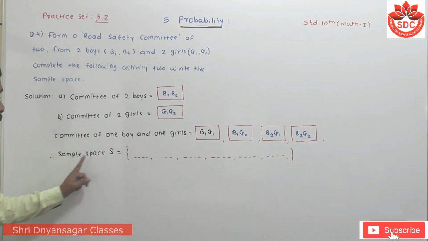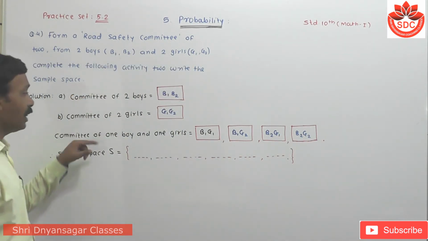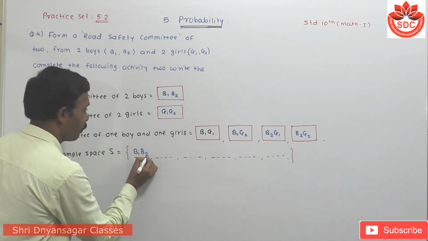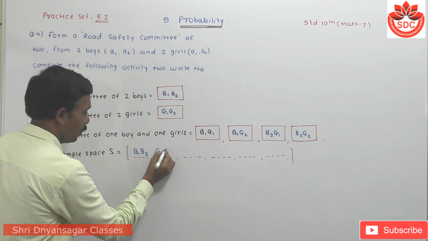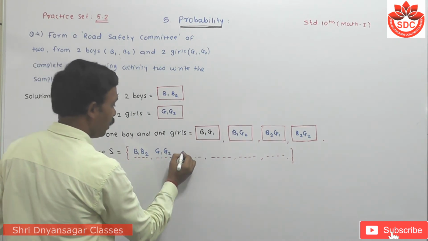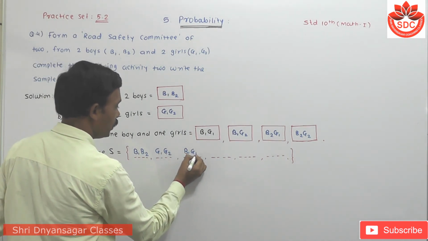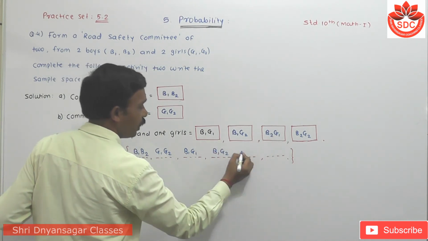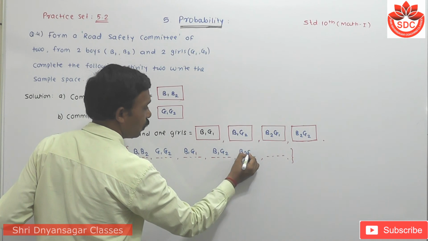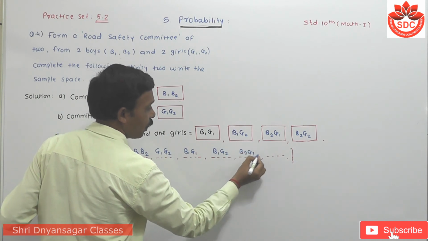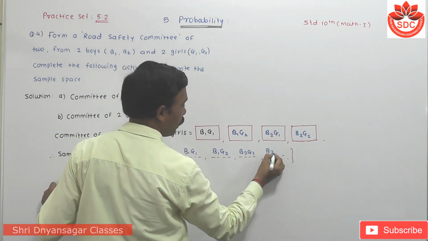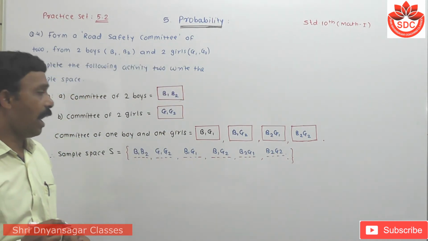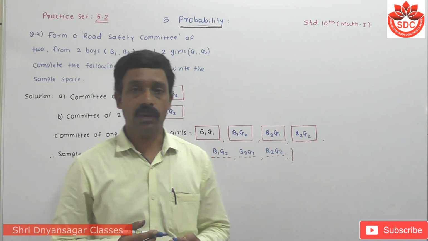Then, student, the sample space is for all these committees. First I write B1, B2, then G1, G2, then B1, G1, then B1, G2, then B2, G1, and the last one is B2, G2. Can you understand this? This is the activity-based question. Thank you very much.